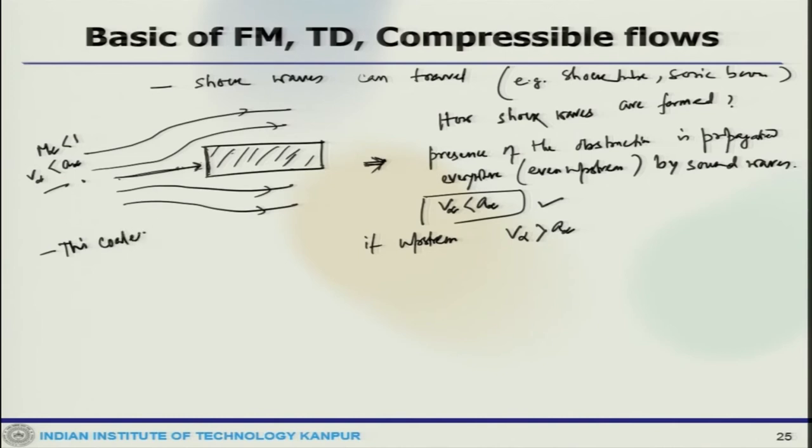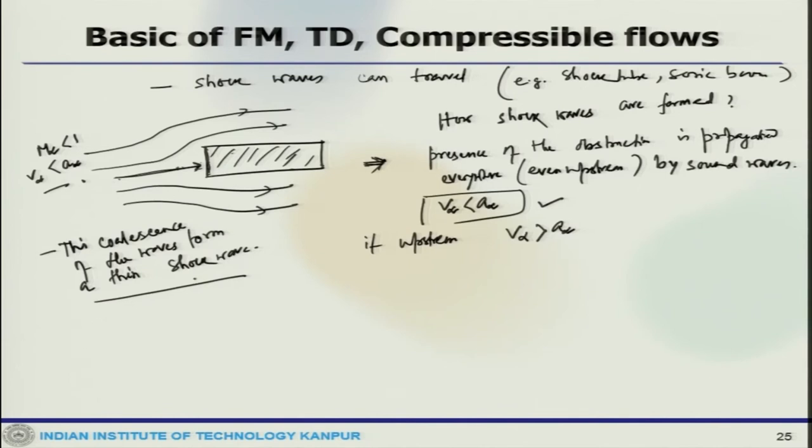coalescence of the waves form a thin shock wave. Okay. So, this is what happens when the flow field is supersonic and there is a body placed inside the flow field: the information of the presence of this body cannot be passed to the upstream, and then the shock wave is formed.